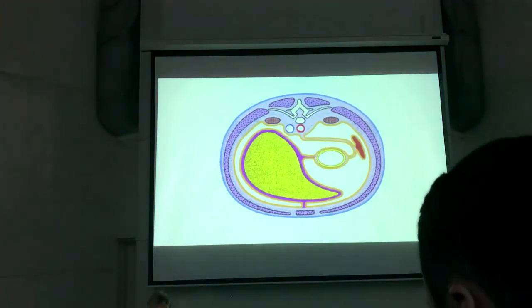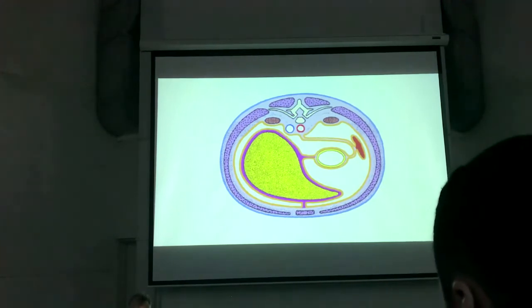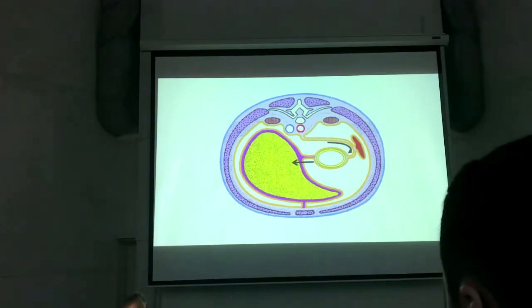Then organs get larger. Intestine gets longer. Things develop and things have to be rearranged. So this organ, which is the stomach, was in the middle, and it has to be rearranged in position. So it moves to the left and then to the right.